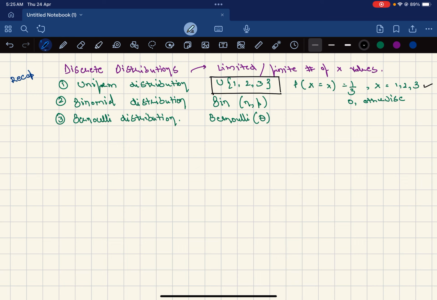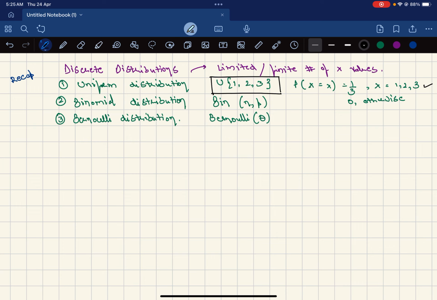Then we looked at binomial distribution, which basically represents the number of events that happen in n trials, given that the probability of an event happening in each of the n trials is equal to p. So p is the probability of success or probability of an event to occur in each of the n trials.